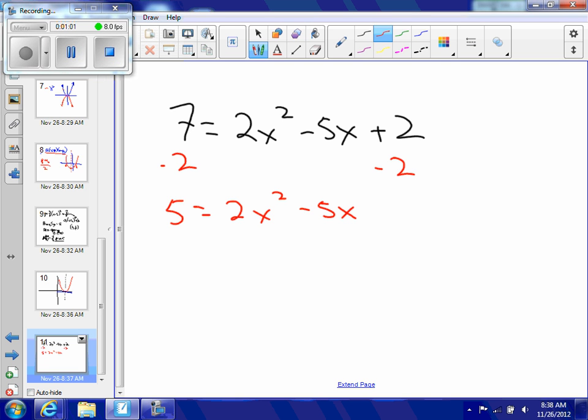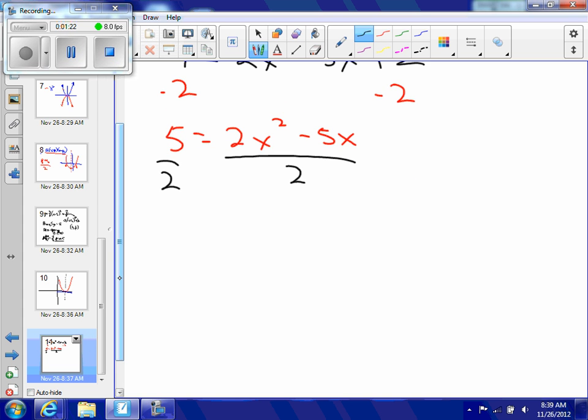And I know that in order to complete the square, this is the most common mistake: I have to have a 1 as the coefficient for my x squared. So that means I have to divide both sides of this by 2. So that's going to give me 5 halves plus blank is equal to x squared minus 5 halves x plus blank. Is everybody okay with that? I just divided both sides of the equation by 2, and I put my plus blanks in there because I know that I'm going to complete the square.